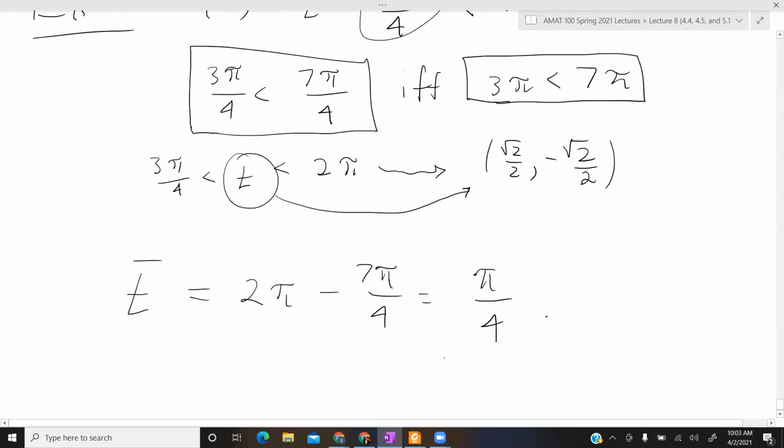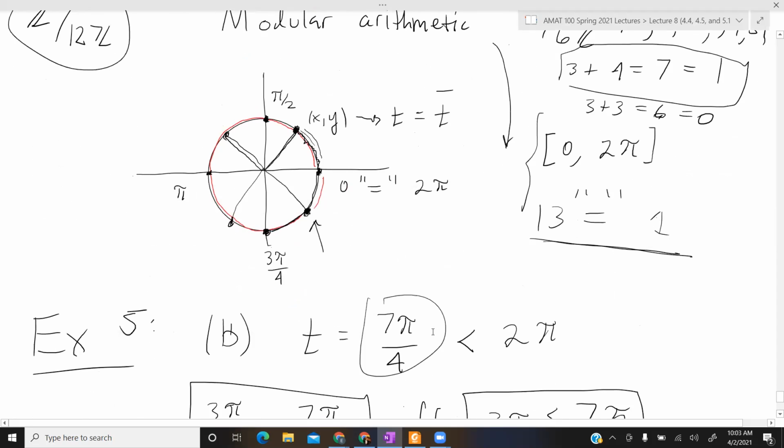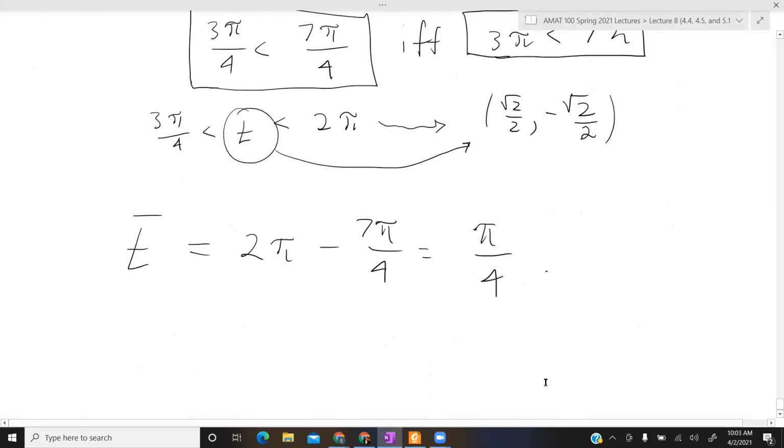What that represents is, if you don't care about the directions you're traveling in, you just care about where you end up. To get to this point, you really can just travel pi over 4 in this so-called negative direction. So those two numbers, 7 pi over 4 and negative pi over 4, or just pi over 4, determine the same point.